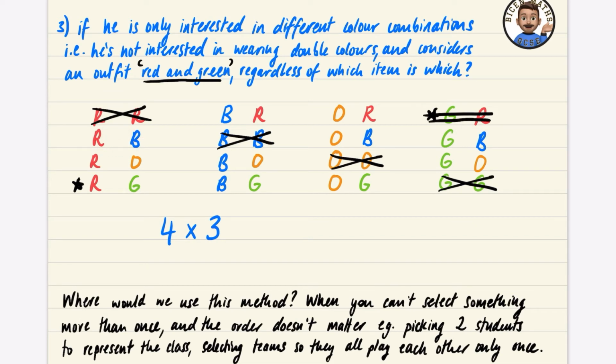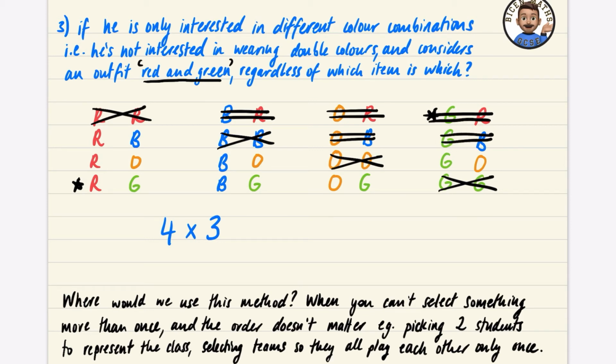Okay, let's look through the other list. So I've got red and blue. I should probably get rid of the blue and red. I've got red and orange, so I should get rid of the orange and red. The red and green I've already done. Okay, so we've got blue and orange. I should probably get rid of the orange and blue. I've got blue and green, so I should get rid of the green and blue.